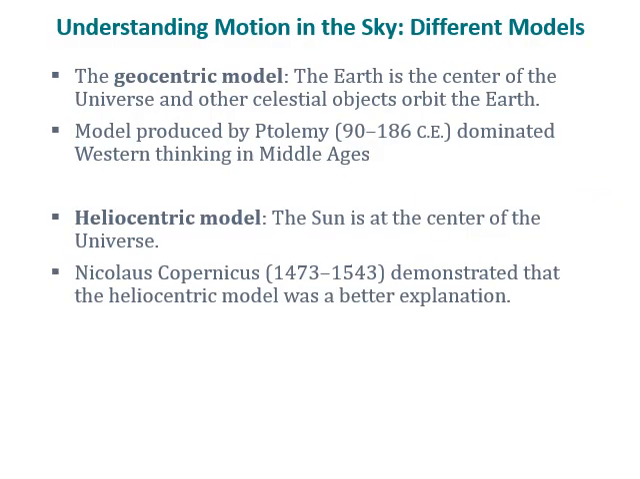In order to understand modern astronomy, we must understand the history of astronomy. So something called the geocentric model was the idea that the Earth was the center of the universe and other celestial objects orbited around it. This model was produced by Ptolemy, who lived from 90 to 186 Common Era, and this dominated Western thinking in the Middle Ages.